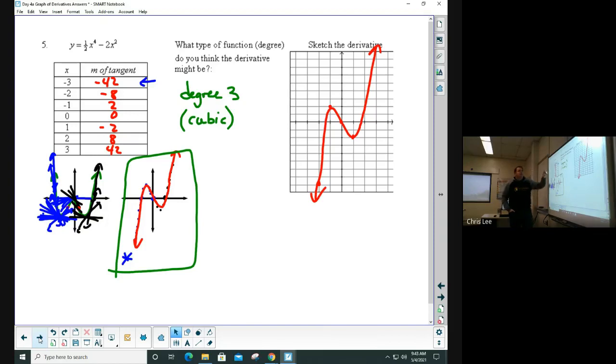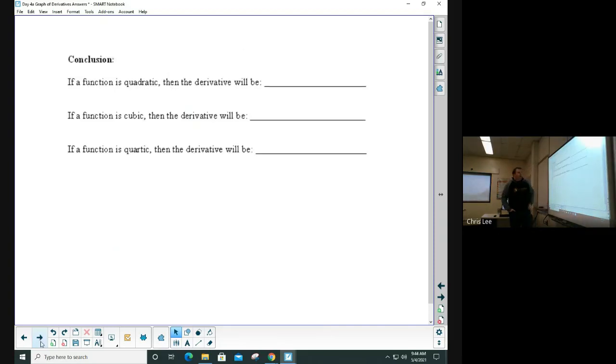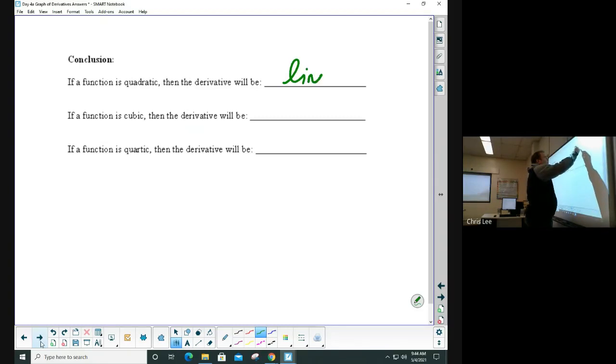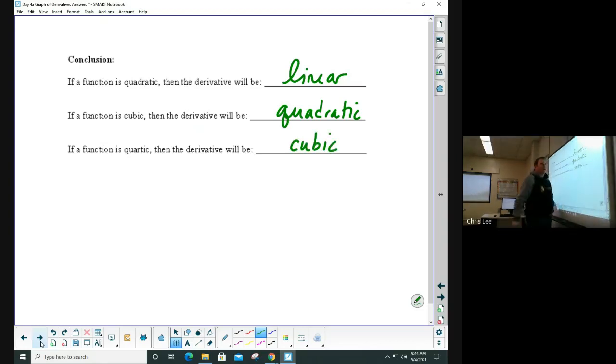Looking at the original question, this was a quartic. What function do you think the derivative is going to be? Well, it turned out that this is a cubic, so it shouldn't be too big a surprise. Which then leads us to our conclusions, which I noticed almost everyone has this done in Desmos then. We see that if the function is quadratic, then the derivative is going to be linear. If it's cubic, then you know the derivative will be quadratic. And if it's quartic, then the derivative will be cubic.